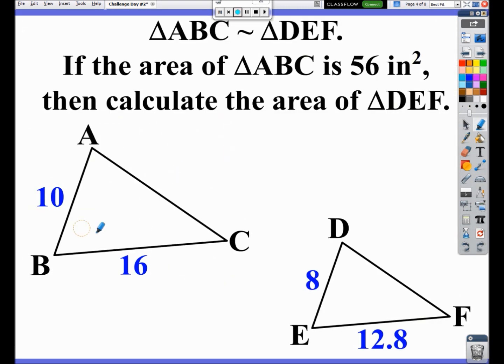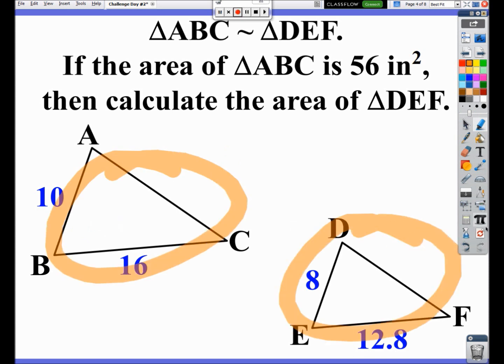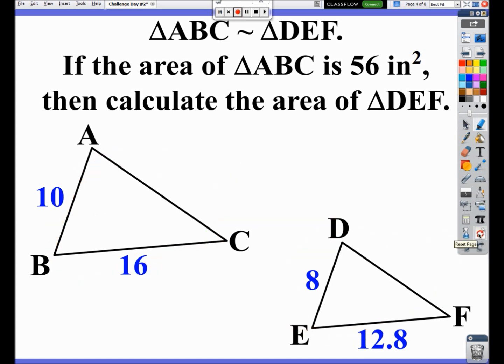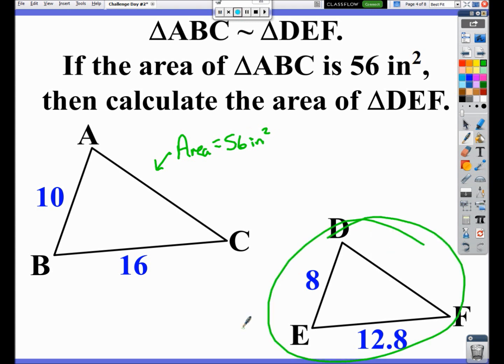All right, next up. Triangle ABC is similar to triangle DEF. We already have similar triangles established. We are also told that the area of triangle ABC is 56 inches squared. We're asked to figure out the area of the smaller triangle. Well, consider this. We know the area has to be less than 56 inches squared, right? There are two different ways to treat this problem, and I'm going to show you both. One way I think is going to be a lot more intuitive than the other.